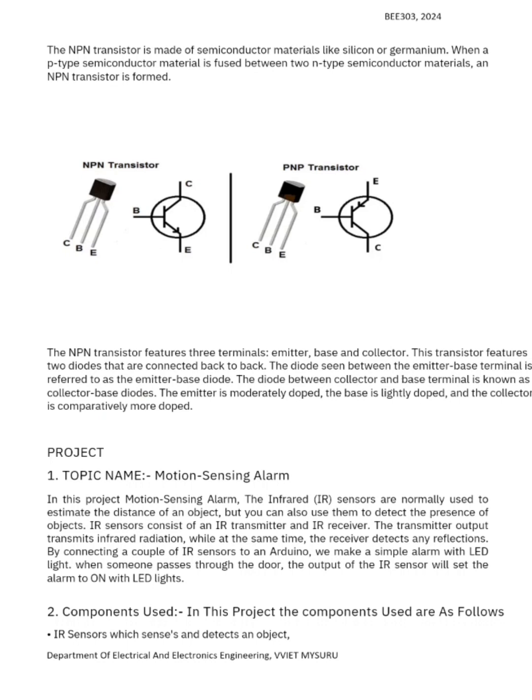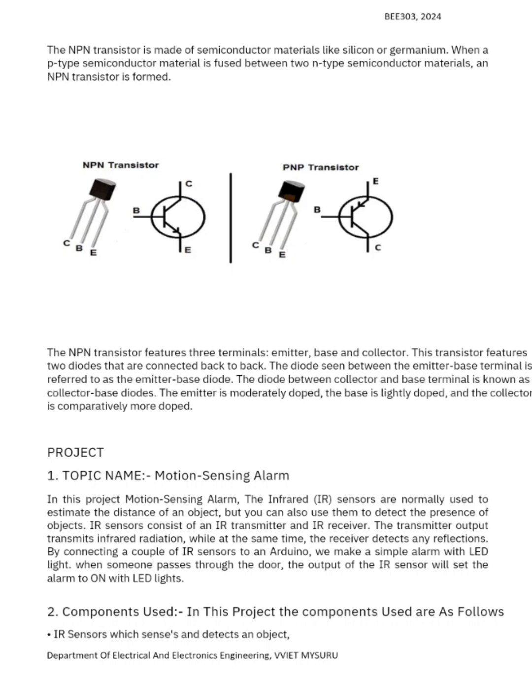And our topic is motion sensing alarm. So in this project, motion sensing alarm, the infrared sensors are normally used to estimate the distance of an object, but you can also use them to detect the presence of an object. An IR sensor consists of an IR transmitter and IR receiver. The transmitter output transmits infrared radiation, while at the same time the receiver detects any reflections.